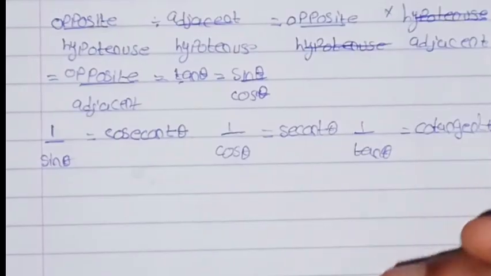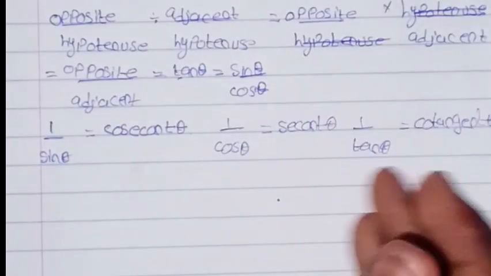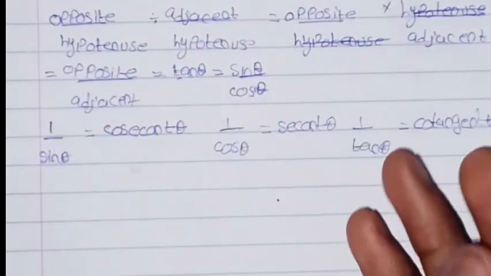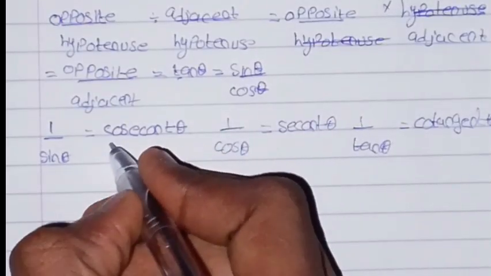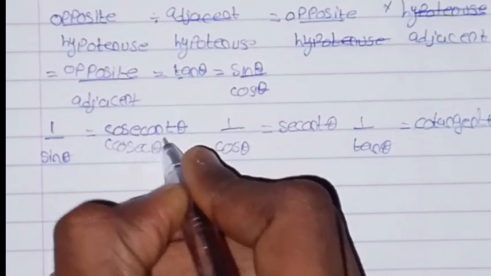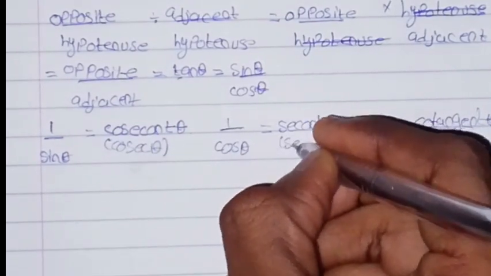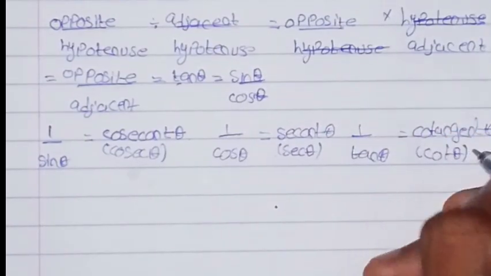Now, of course, if you express these in terms of the sides of the right angle triangle, cosecant theta becomes hypotenuse over opposite, secant theta becomes hypotenuse over adjacent, and cotangent theta is adjacent divided by opposite. The short form of cosecant theta is cosec theta, the short form of secant theta is sec theta, and this is also cot theta.